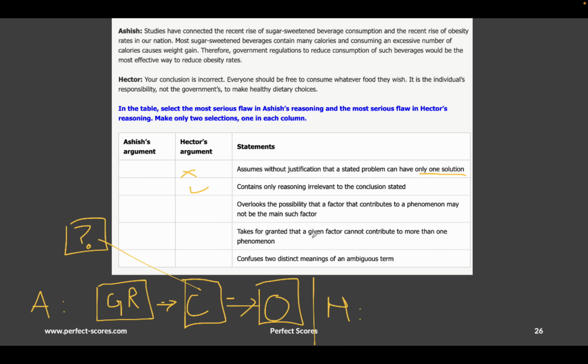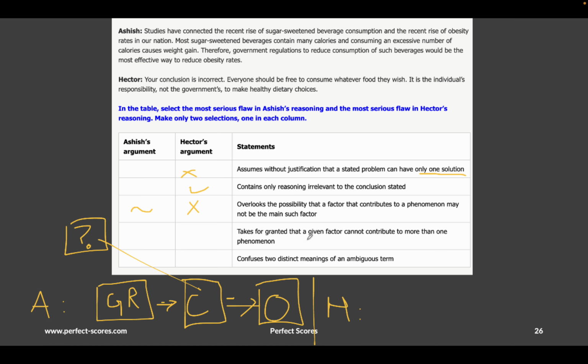Then overlooks the possibility that a factor that contributes to a phenomena may not be the main factor. So this more or less looks like, so of course Hector is gone. This more or less looks like Ashish's argument because he's the one who's overlooking any other factor besides government regulation. So this can potentially be Ashish's answer.